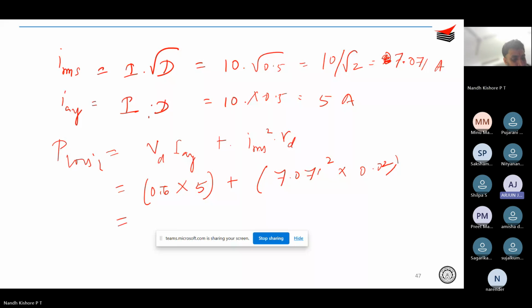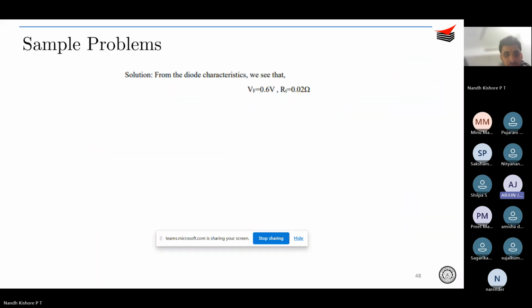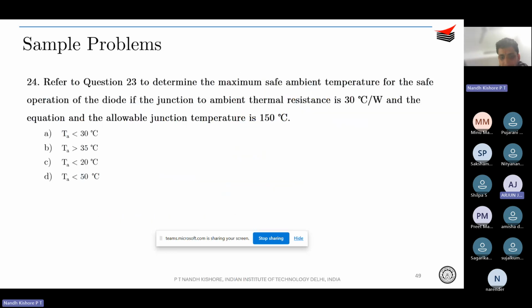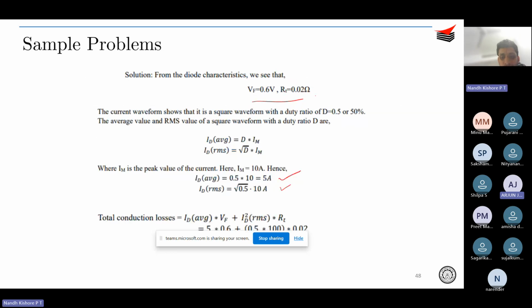Yes, so around 4 watts. So again, from the characteristic you understood what is VF and R, and you can find out I average and I RMS. So total conduction losses can be determined as 4 watts.